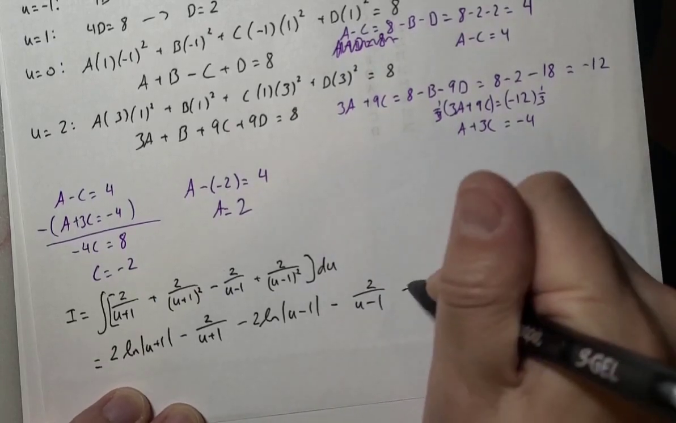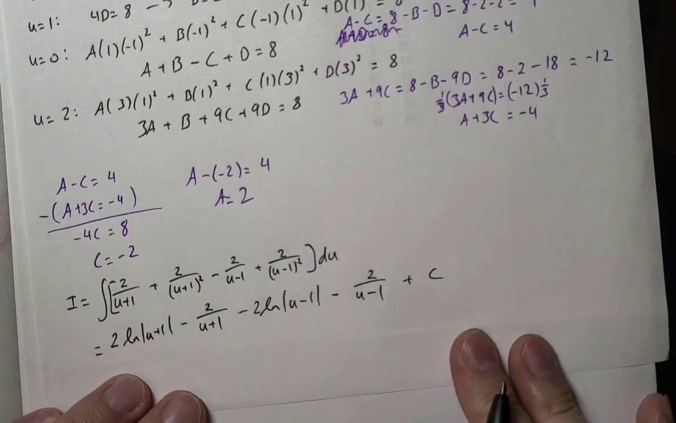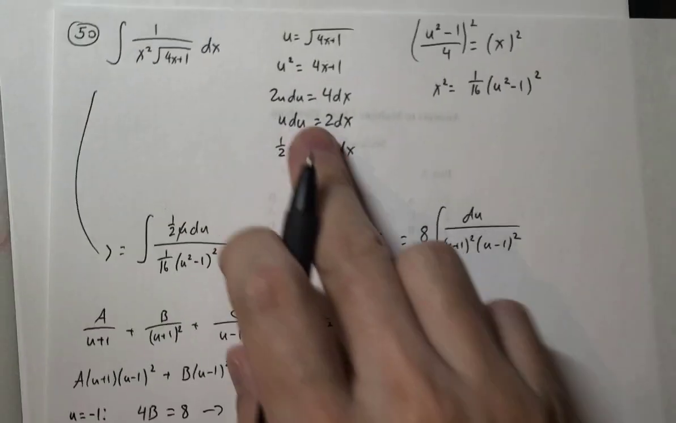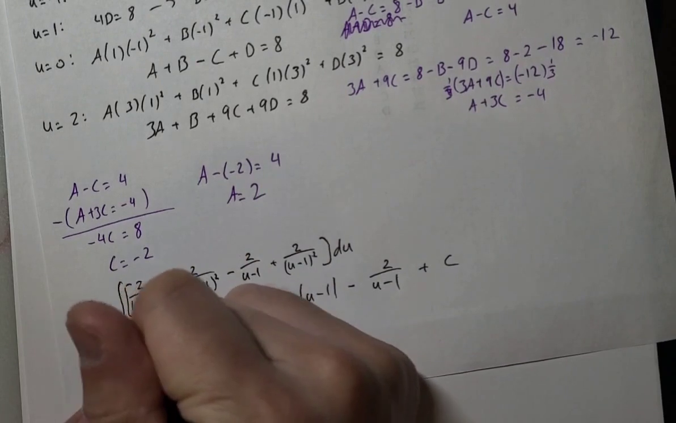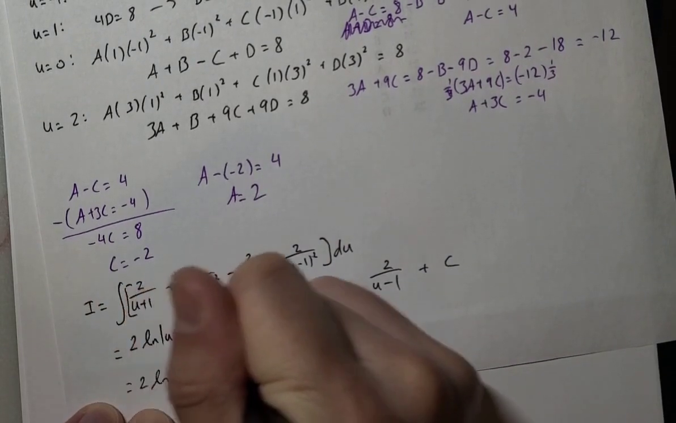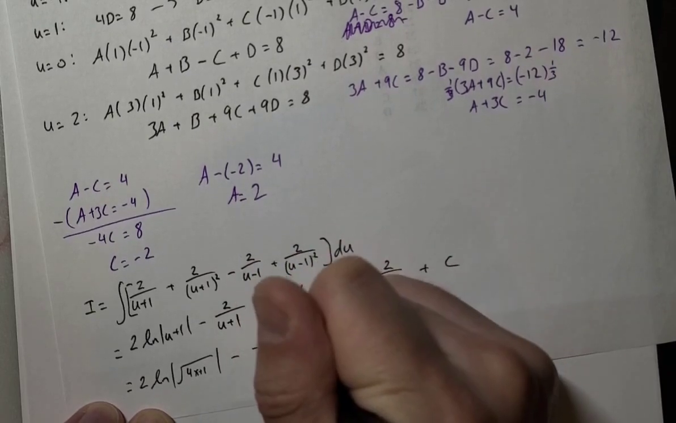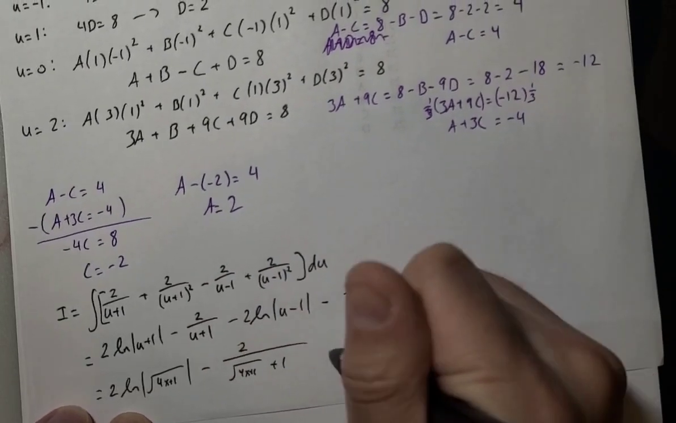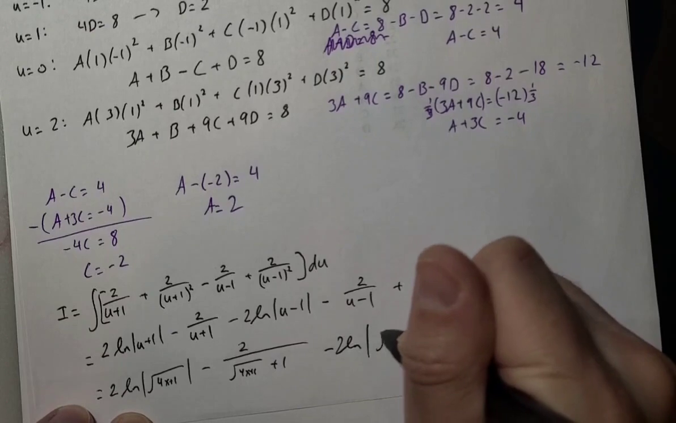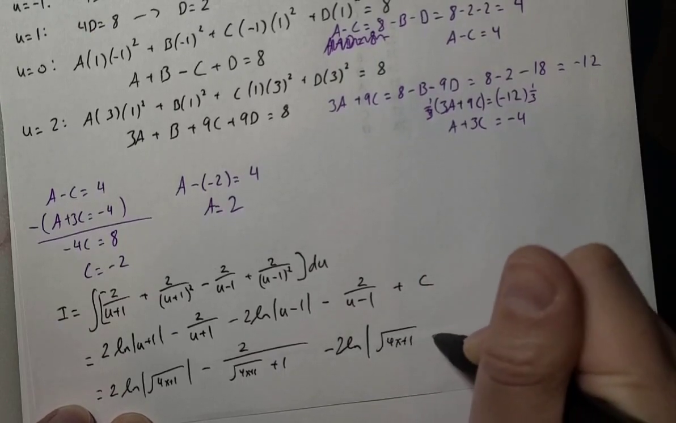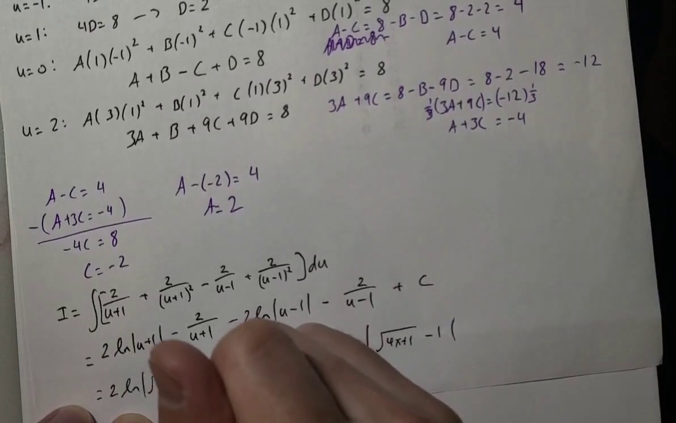Okay, plus c. And then we back substitute. What was our u? We have to go all the way up here. u is the square root of 4x plus 1. So it'll be 2 log square root of 4x plus 1 plus 1, minus 2 over square root of 4x plus 1 plus 1, minus 2 log the square root of 4x plus 1 minus 1. I think I've got plus 1 over here.